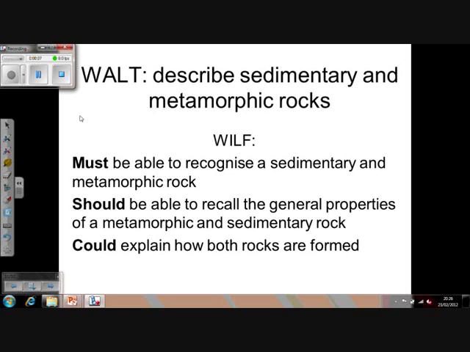You should be able to recall the general properties of a metamorphic and sedimentary rock. And you should be able to explain how both of these rocks are formed. If you can't, re-listen to the video again. If you can, I'll see you next lesson.